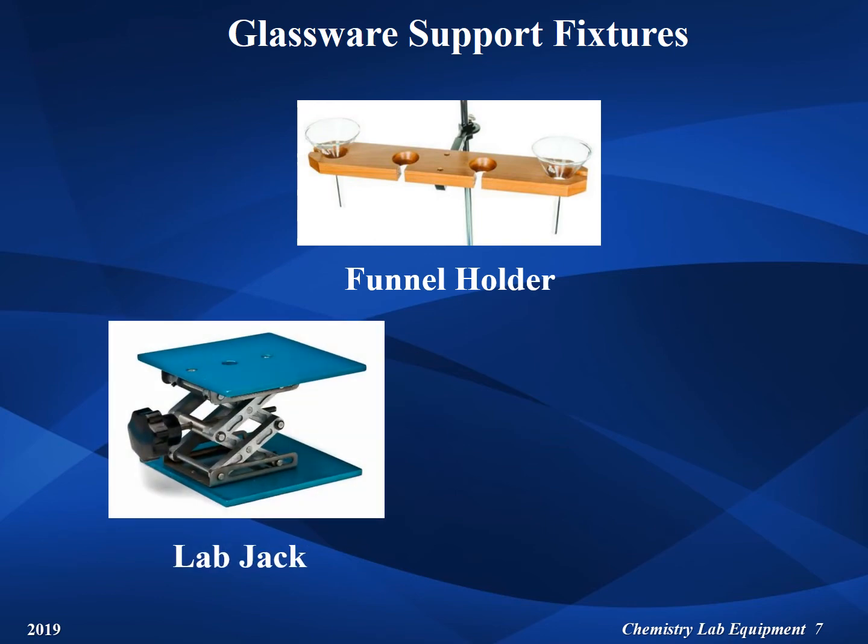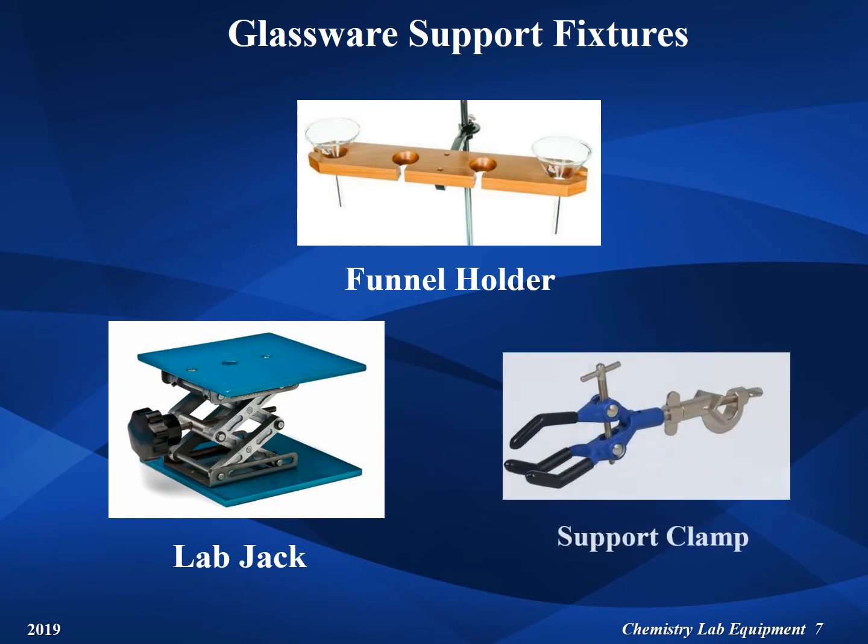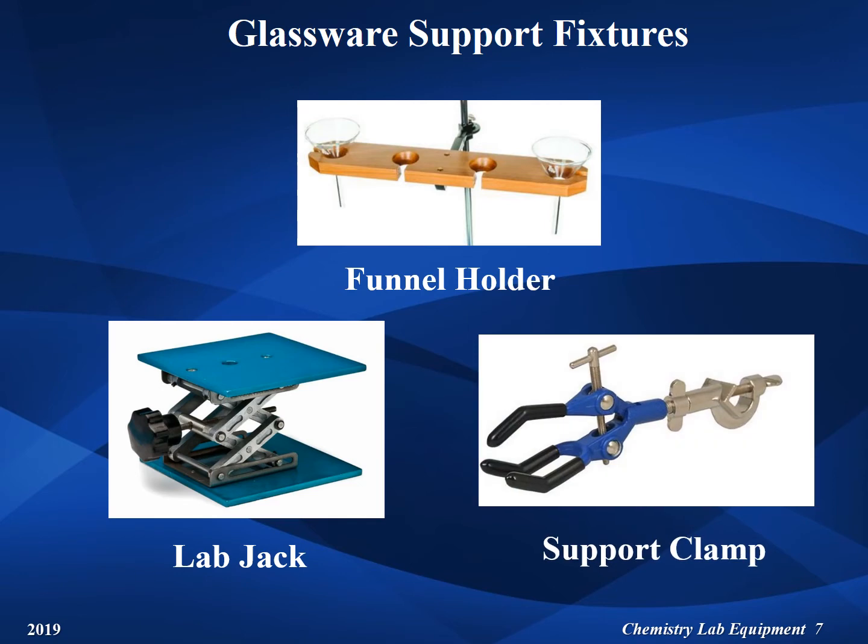The lab jack is used to raise and lower various pieces of glassware or other items to position them properly for the desired apparatus setup. A support clamp is used to hold various pieces of glassware to a ring stand.